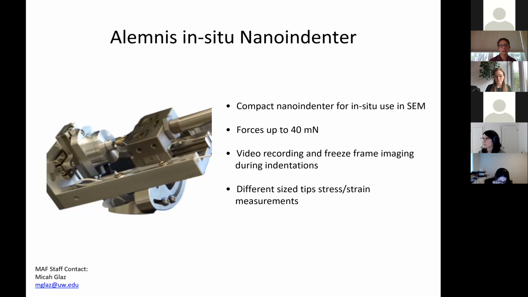Last, the other indenter we have actually fits into the SEM. So you can image your sample while you're compressing it or indenting it. This is really useful for understanding how your material may be breaking or cracking, etc.